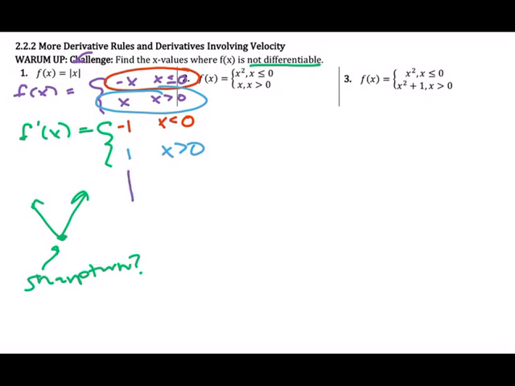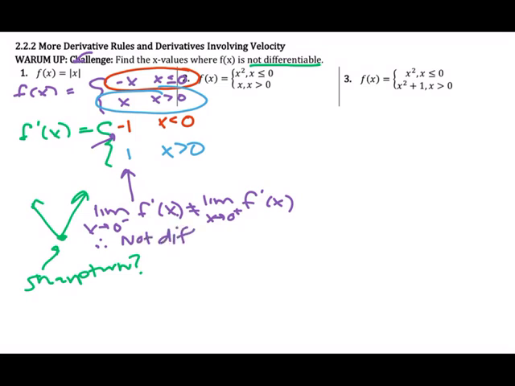So now I'm noticing that these two pieces are not the same when x is equal to 0, which means the limit as x approaches 0 from the left of f prime of x, because we're talking about the derivative, is not equal to the limit as x approaches 0 from the right of f prime of x. Therefore, it is not differentiable when x equals 0. Now, if you feel up to trying number 2 on your own, I encourage you to do so.